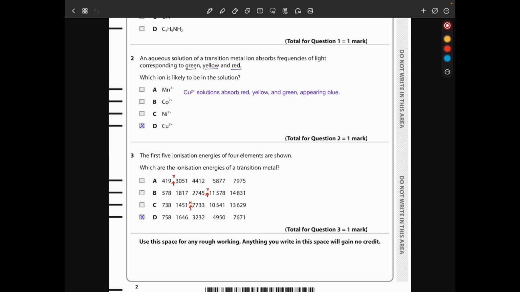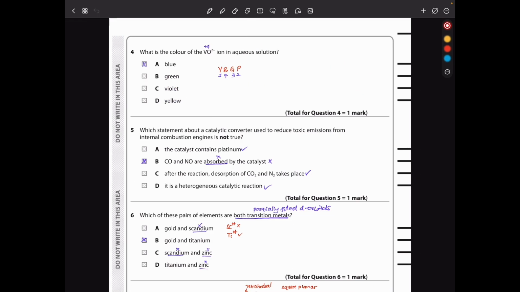Then in question 3, the first 5 ionization energies of 4 elements are shown, which are the ionization energies of a transition metal. So when we look at the first, we see there is a bigger jump here, and that cannot be a transition metal. This could be group 1. And then in B, there is a big jump here. This is going to be group 3. There is a big jump here, group 2. But when we look at the last one, we see there is no major big jump, and this could possibly be a transition metal, so the answer is D.